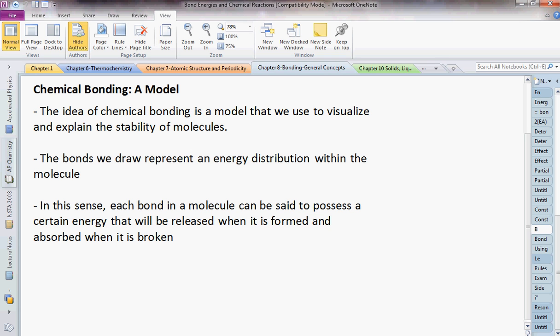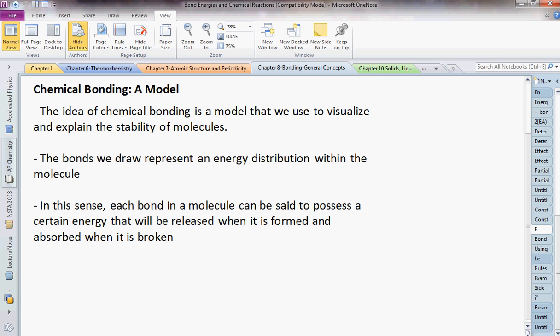So when we think about chemical bonding, we have to realize that, again, it's not like there's sticks between these various atoms that hold them together, or glue or whatever. But the bonds that we draw, these lines that you've seen before in your sophomore year course, represent energy distributions. A single line, we call that a single bond, and there's a certain amount of energy that's distributed between those two atoms. Whereas a double bond or a triple bond would represent different quantities of energy.